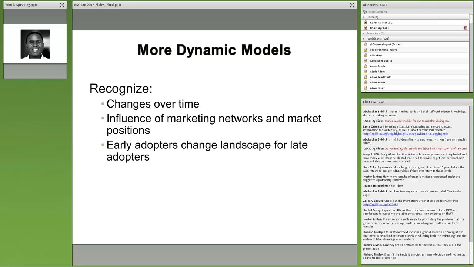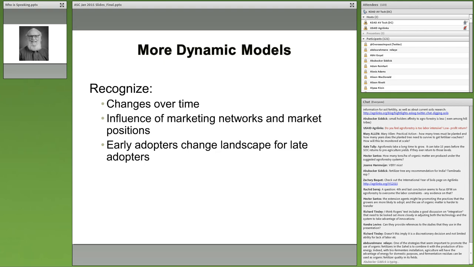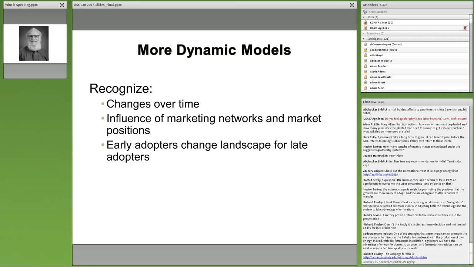More dynamic models recognize change over time. There have been more processes of adoption modeled in various econometric designs as well as others. These approaches have emphasized changes occurring over time in learning and in market conditions. They recognize the influence of market networks and relative market positions and realize that early adopters change the landscape for later adopters. This is not the same situation anymore. Drawing on agent-based models, technology diffusion could be modeled in a landscape over time. We've got some interesting work that looks at landscapes and how the different parts of the landscape receive new practices. However, most still assume that the innovation itself does not change.